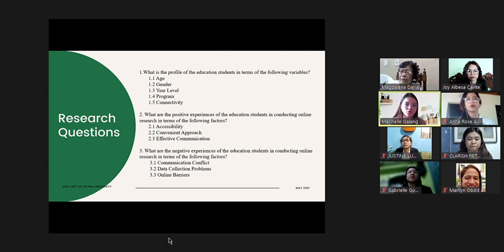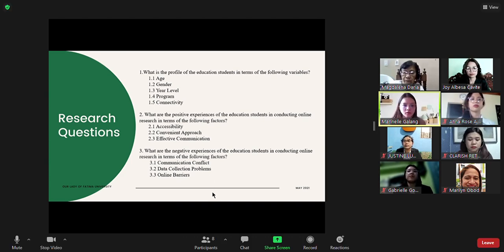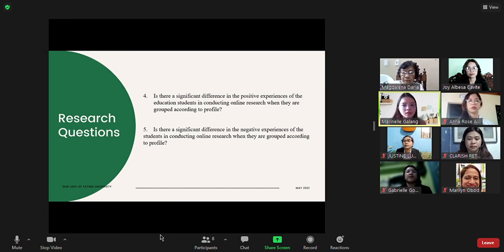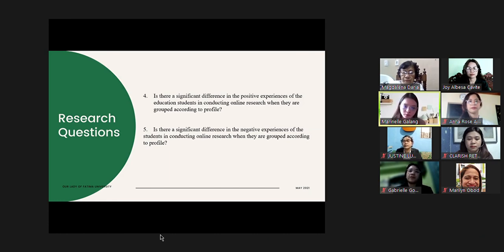Question number two is, what are the positive experiences of education students in conducting online research in terms of the following factors: accessibility, convenient approach, and effective communication? Number three is the negative experiences of education students in conducting online research in terms of the following factors: communication conflict, data collection problems, and online barriers. Questions 4 and 5 are our inferential questions, which ask if there is a significant difference when they are grouped according to their profile.